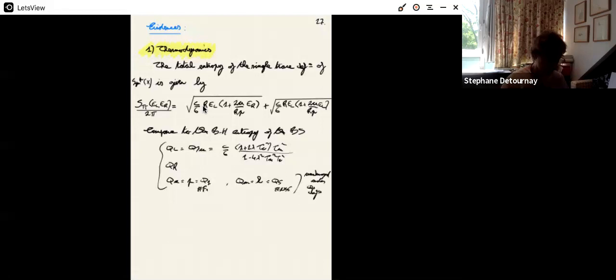Now we can also compute the Bekenstein-Hawking entropy of the black string, simply given by the area of the horizon. What we find is the following. The expression of the Bekenstein-Hawking entropy expressed in terms of the charges can be computed from scratch.